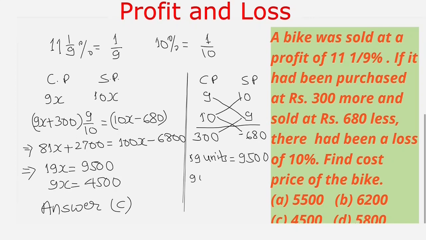Therefore 9 units, as our original cost price was 9 units. So this gives us 4500. 95 divided by 19 gives us 5, and 9 times 5 is 45. We multiplied by 100, so it comes out to be 4500. And from the given options, our answer is option C, rupees 4500. Thus the cost of the bike is 4500.